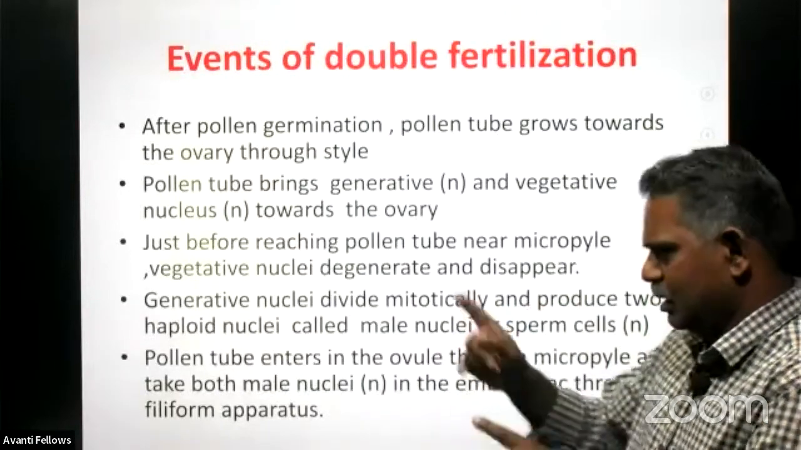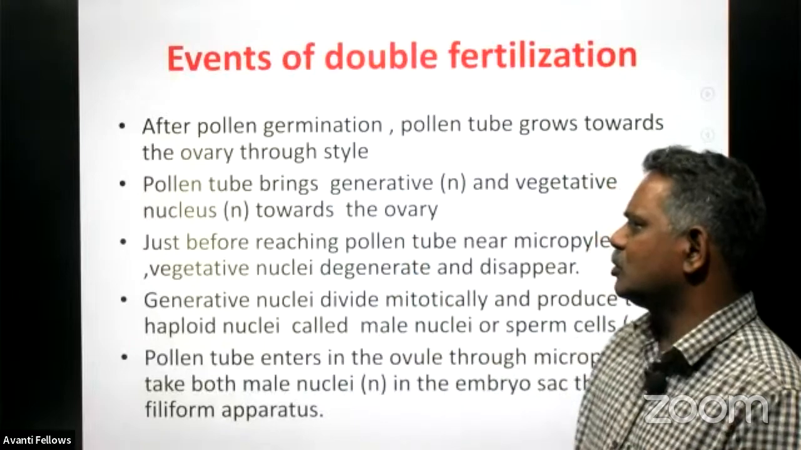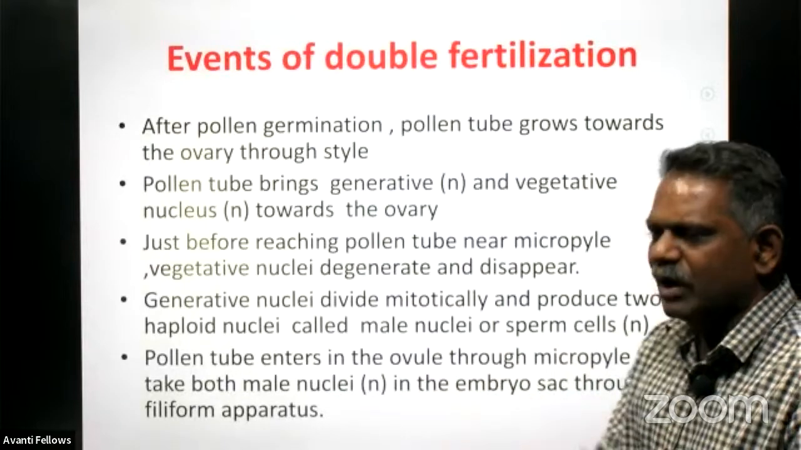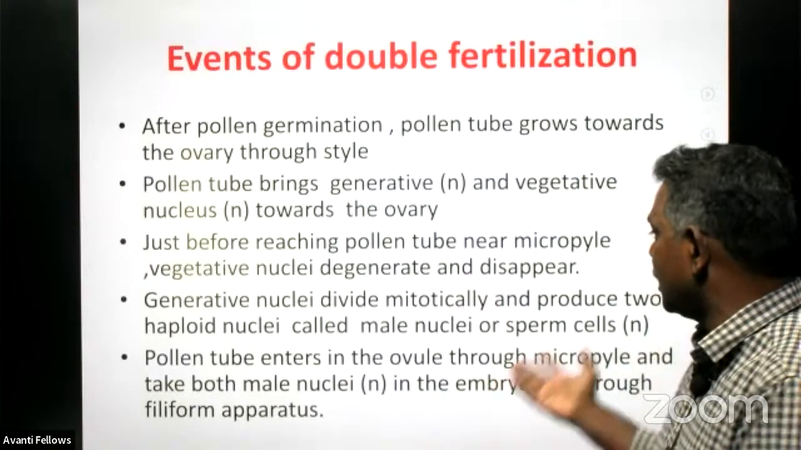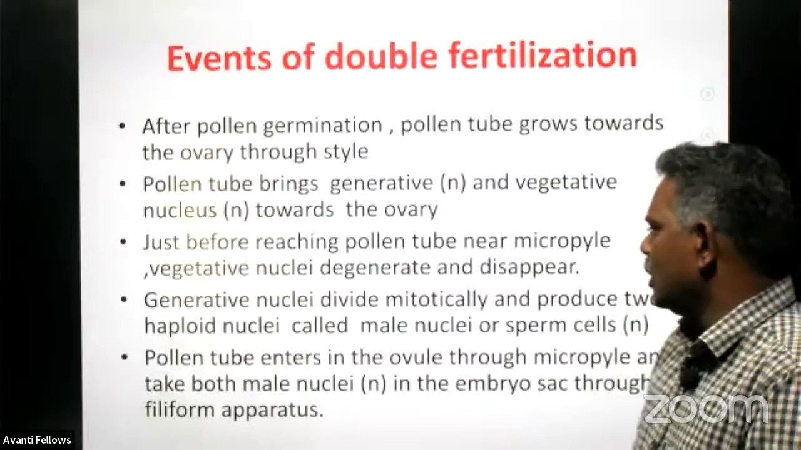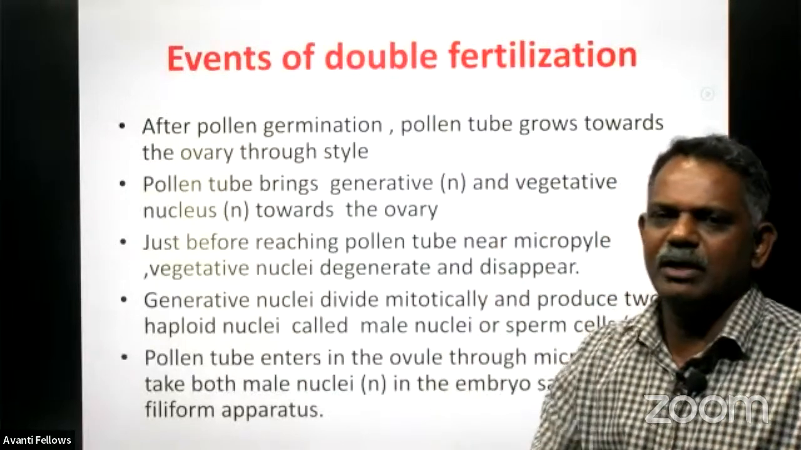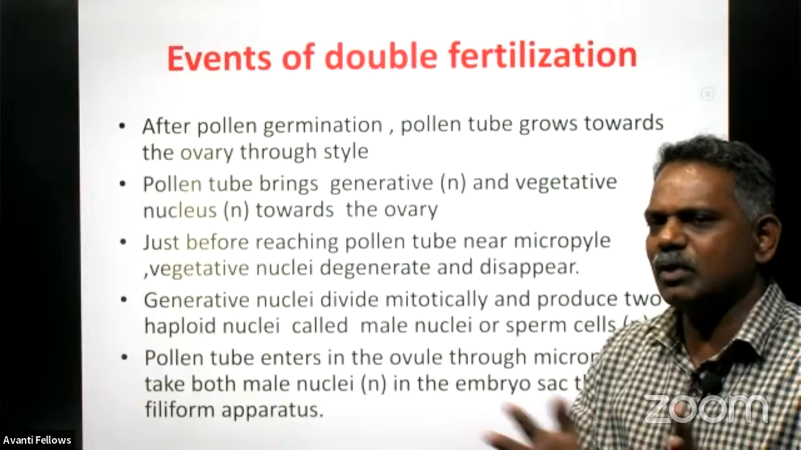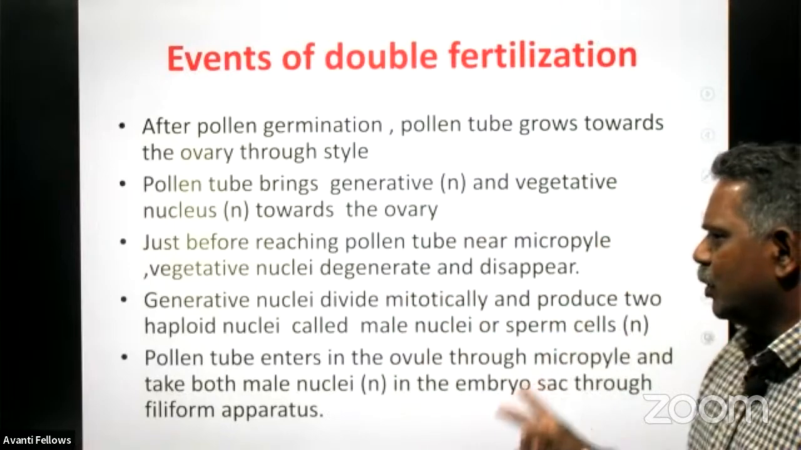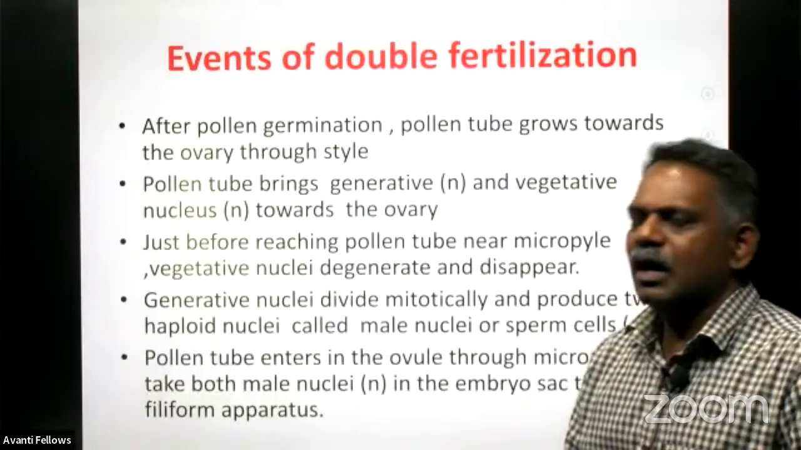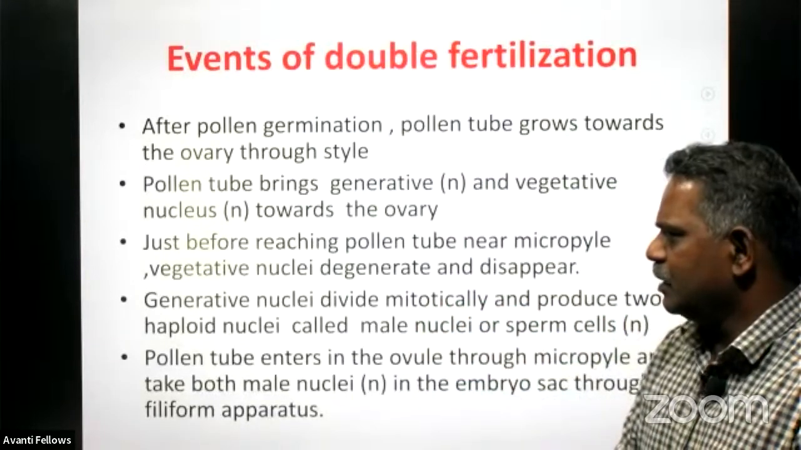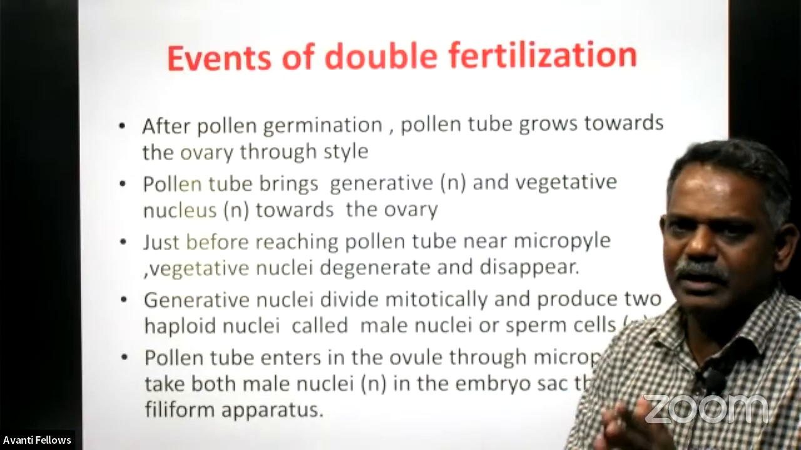There are two nuclei wanting to enter the ovule through the aperture, the generative nucleus and the vegetative nucleus. The vegetative nucleus, before entering the ovule, degenerates and disappears, and only the generative nucleus remains. This generative nucleus immediately goes for a mitotic division. Mitotic division means equational division. After dividing, the generative nucleus produces two haploid nuclei, which we call the sperm cells or the male nuclei.